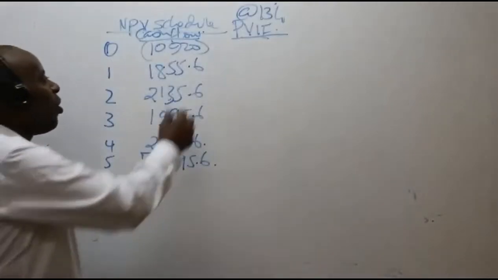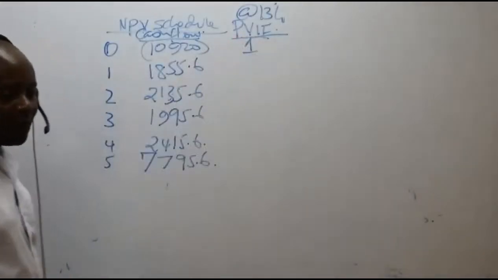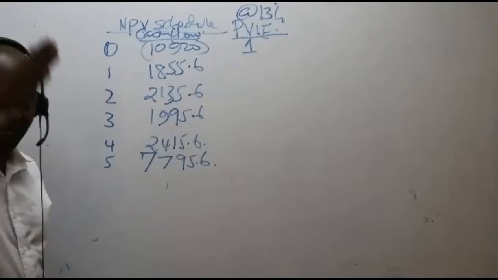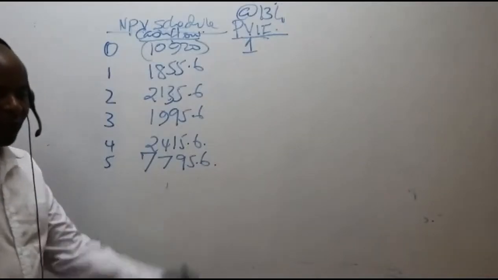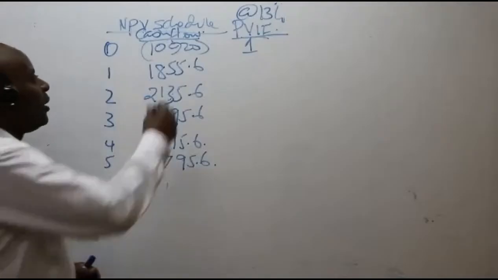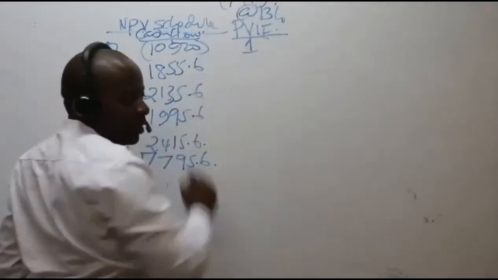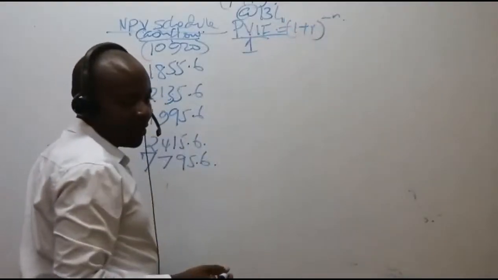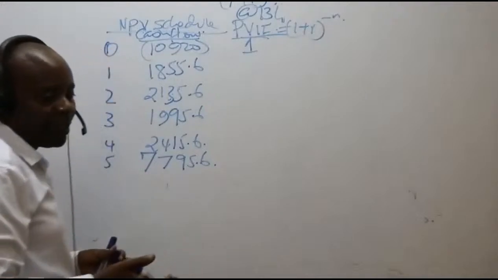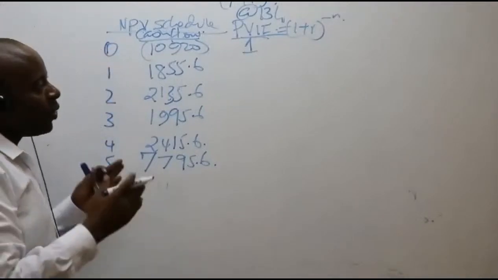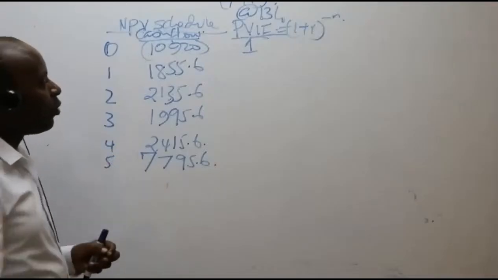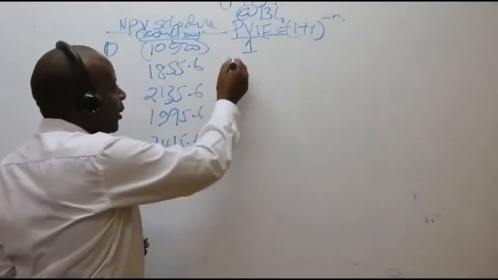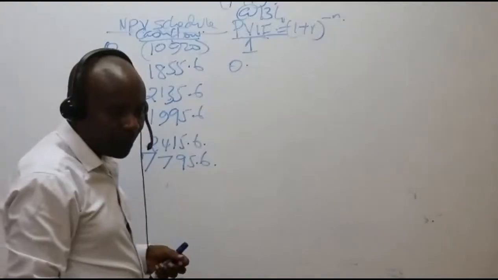I know that at time 0, the PVIF will always be equal to 1. Is there anybody who has 13% in their table? If you don't have it, you know the formula: 1 plus r, raised to negative n. So the first one will be 1 plus 0.13, which is 1.13 raised to minus 1. I'm being told that the first one is supposed to be 0.5. No. The second one here is supposed to be 0.8850.